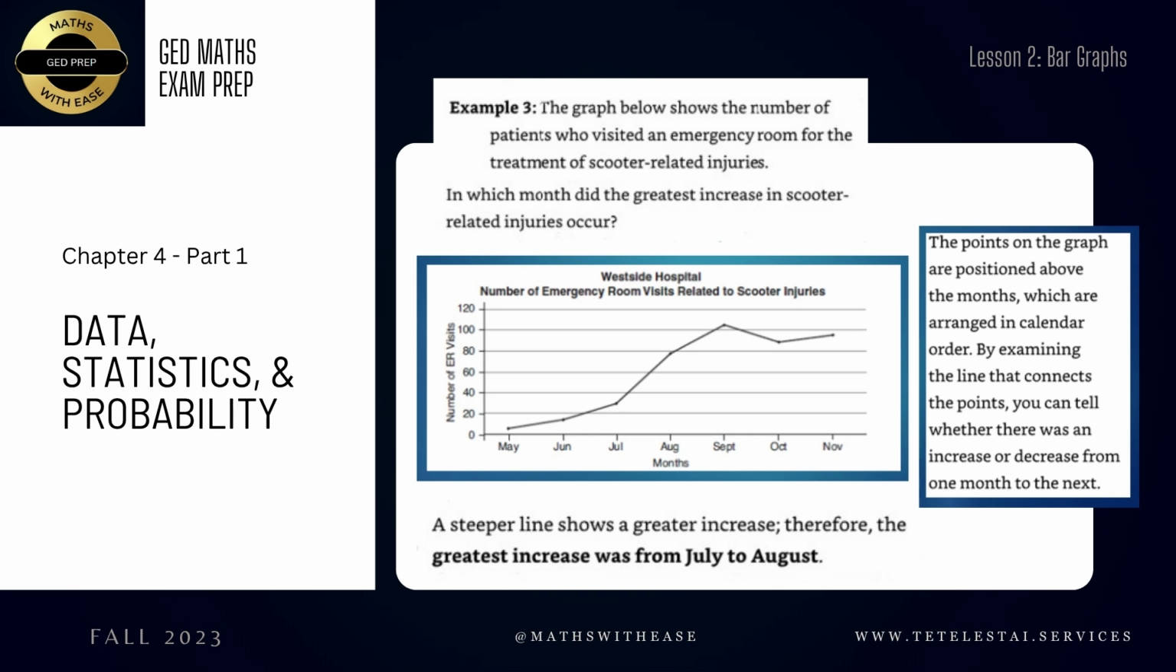Because this question is asking you when did the greatest increase occur? And we know from our everyday knowledge that for something to increase, it has to start from a smaller point and then move to a greater point, right? And so to determine increase, like that note is telling us, you look at the steepness of the line, okay? The steeper the line, the greater the increase. The flatter the line, the smaller the increase.